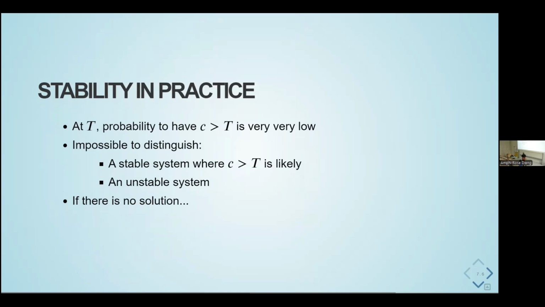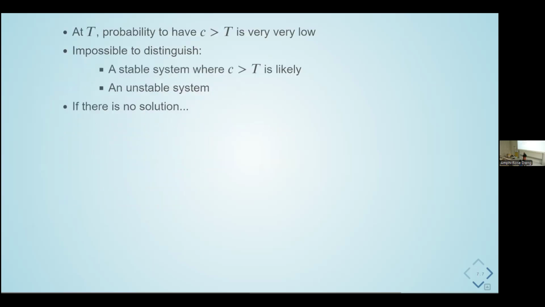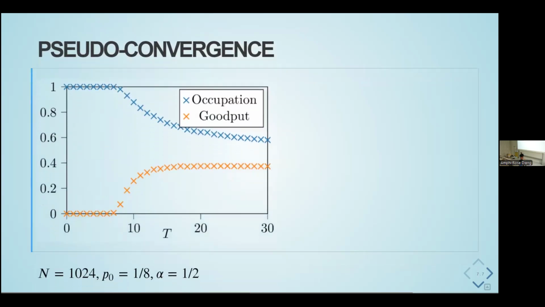And I like this proverb: if you have no solution, maybe you have no problem. So we started the study about stability, but actually our conclusion is maybe we don't actually care if it's stable or not. But then what should we care about? We should care about, okay, what's the performance of the system?